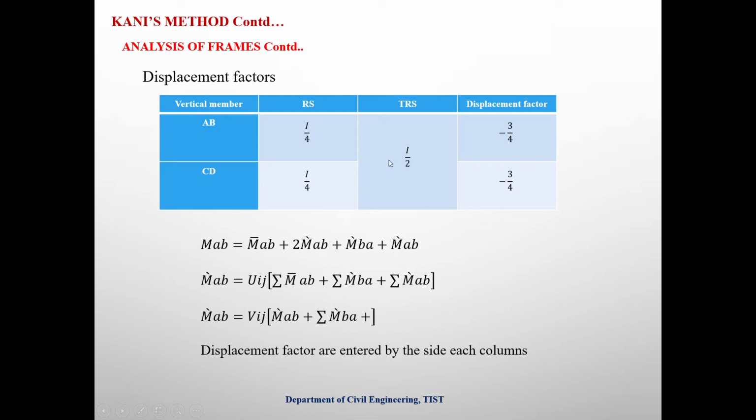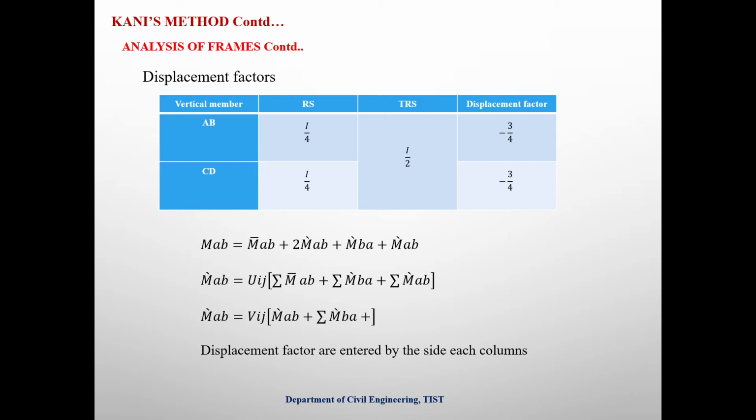What is the difference between the distribution factor, rotation factor and the displacement factor? The distribution factor is the ratio of the relative stiffness to the total relative stiffness. That value into minus half will give the rotation factor and that value into minus 3 by 2 will give the displacement factor. The distribution factor is for the moment distribution method and the rotation factor is for Kani's method for both sway and non-sway analysis, but the displacement factor is only for the sway analysis.